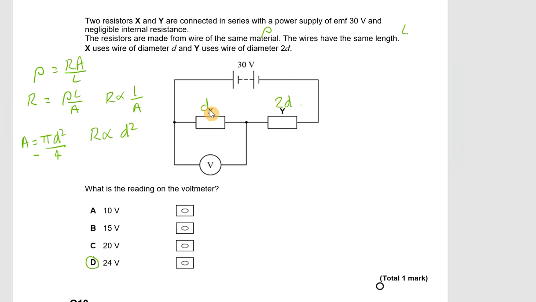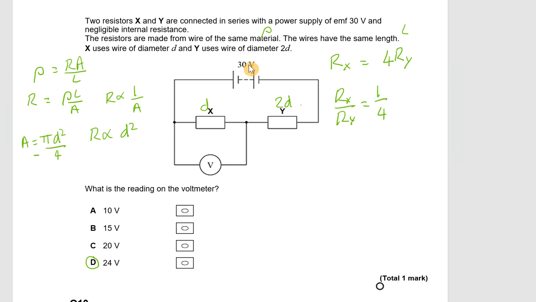So if I double the diameter, like I'm doing in this case, I end up with a quarter of the resistance. So I can say really nicely that the resistance of X is equal to 4 times the resistance of Y. So the resistances of X and Y are in the ratio of 1 to 4.